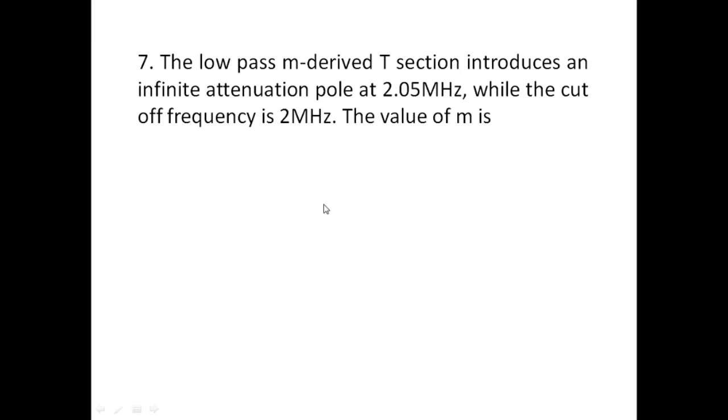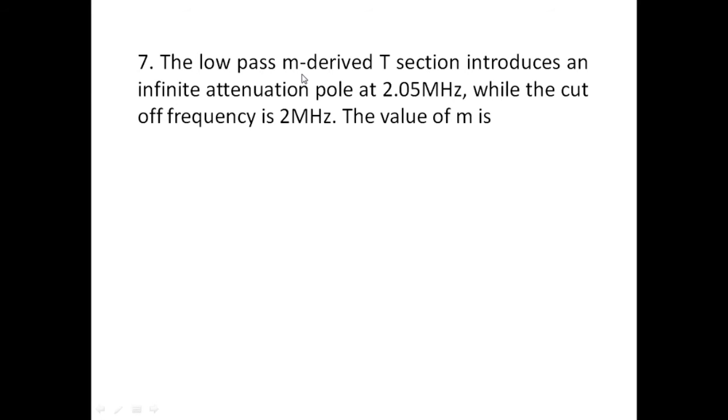Now the seventh question: the low pass m-derived T section introduces an infinite attenuation pole at 2.05 MHz while the cutoff frequency is 2 MHz. The value of m is... see the question, in the question it's a low pass filter.